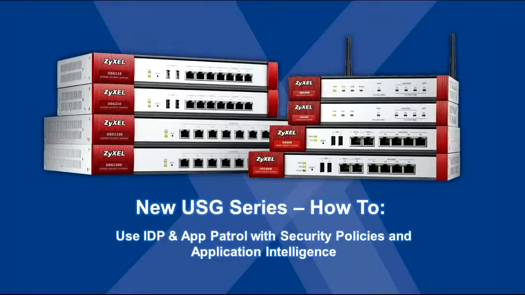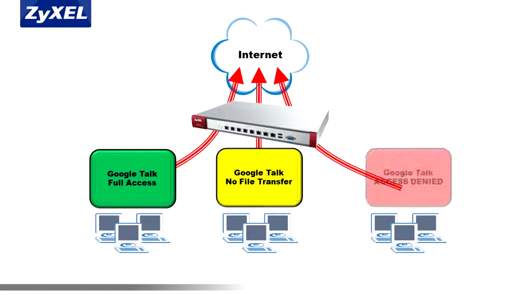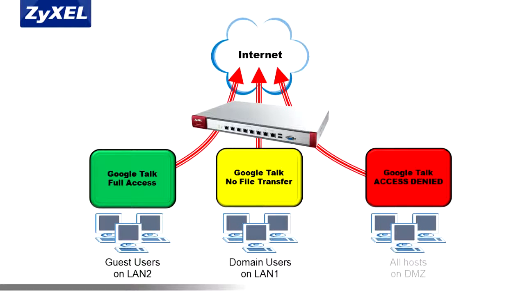In this USG how-to video, we'll discuss how to use IDP and App Patrol with the new security policy features. The latest USG appliances support even better granular application control than their predecessors. Application objects can be used to drop traffic, control their bandwidth, or allow them through the firewall unhindered for everyone, for specified users, for specific interfaces, and so forth.